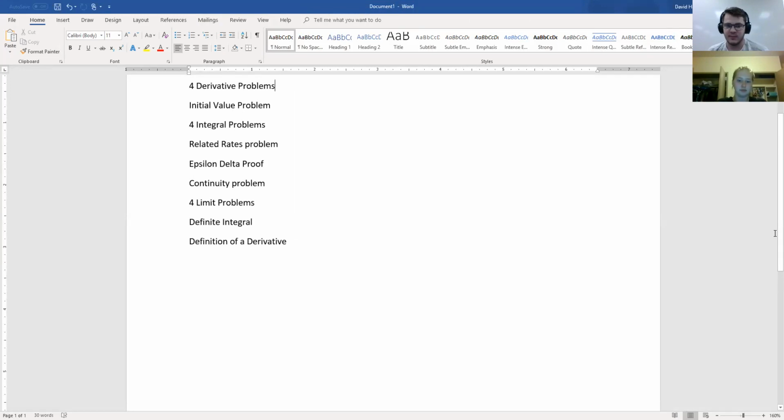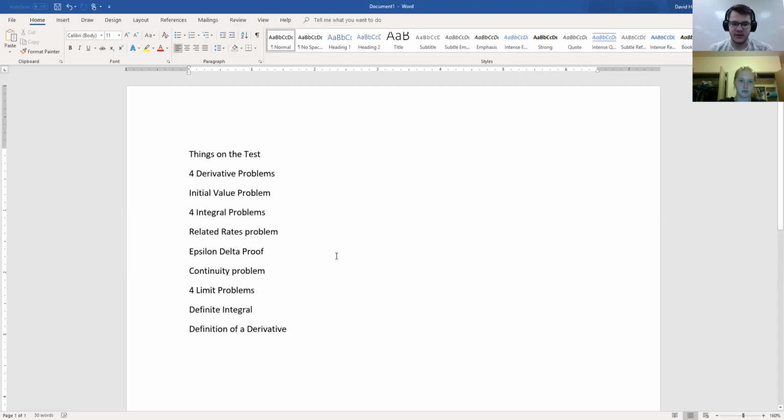And so there are going to be four derivative problems, the initial value, four integral problems, related rates, the epsilon delta proof. There will be a problem about continuity, four limit problems, a definite integral with infinite limits, and then the definition of derivative things. So looking at this, is there something that you would want to start on that you find harder than others, or should we just work through it from the top? Just kind of go through it.